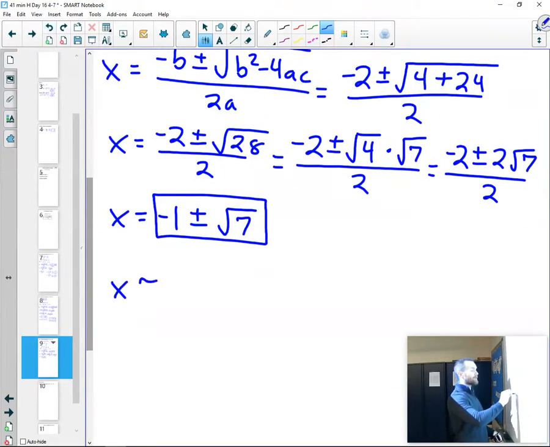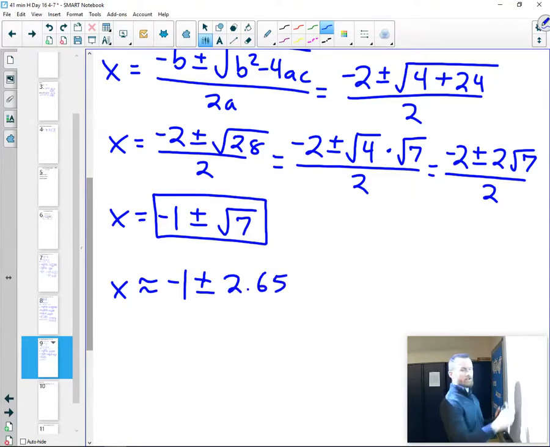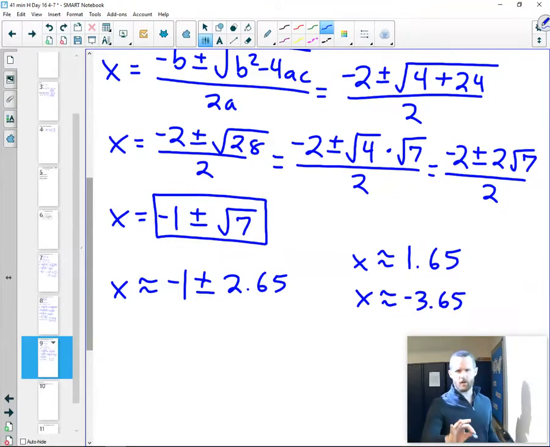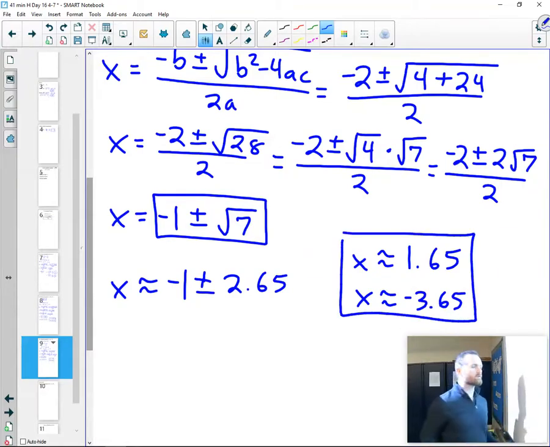Now if we want a decimal approximation, that'd be negative 1 plus or minus the square root of 7. Just estimate that in a calculator. That's 2.65, we'll round it to 2.65. And now we just do it once with addition, once with subtraction. So when we add them together, it's going to be 1.65. When we subtract them, that's going to be negative 3.65. As long as I did that correctly. Let me double check myself. Yep, looks good. There we go. We got answers in exact form and rounded to the nearest hundredth place, the nearest second decimal.